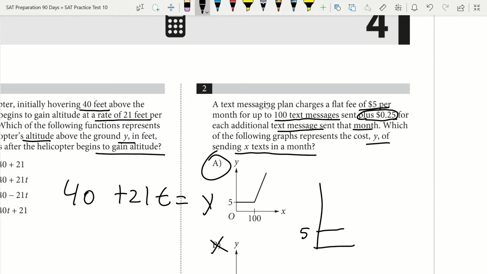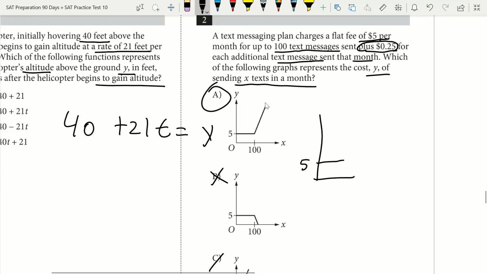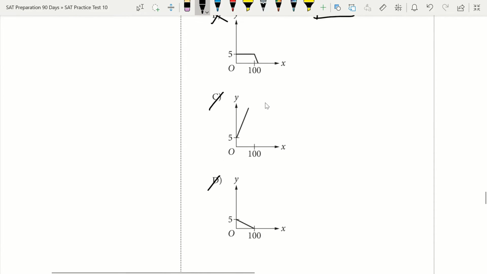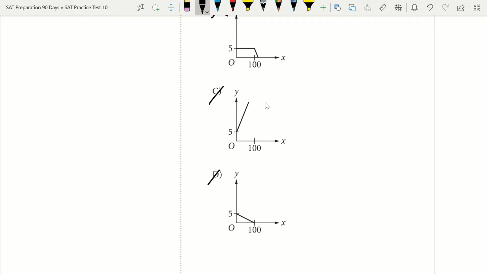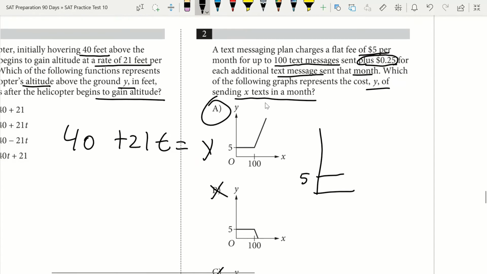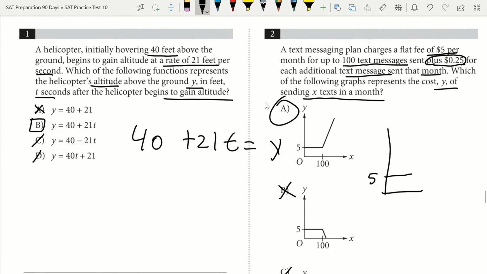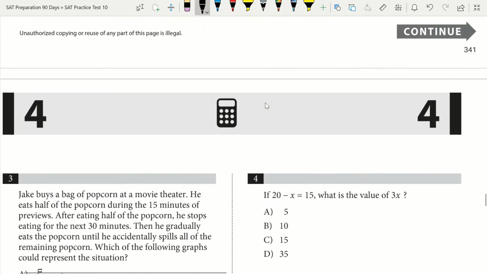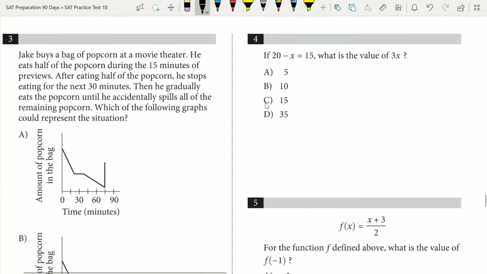All right, so as far as big things there, making sure that we're getting rid of answer choices as quickly as possible. You saw as soon as I noticed with C and D that they didn't have a flat line going to 100, I got rid of them right away. That's something you want to do with any part of the SAT. Anytime you can get rid of a wrong answer choice, go ahead and get rid of it as soon as you know it's wrong. All right, question 3.